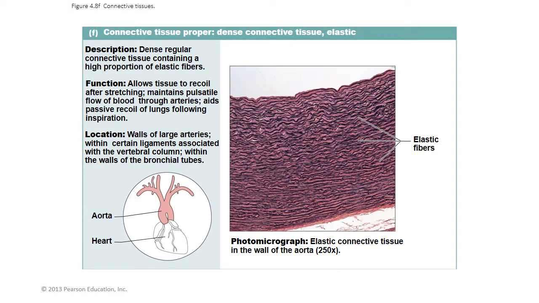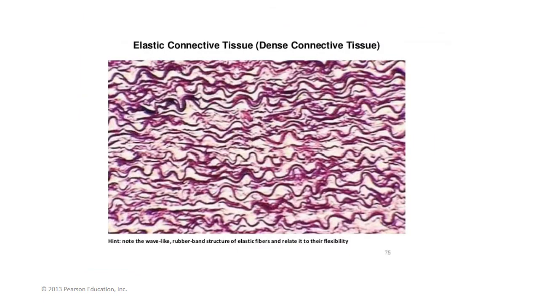Here it is. Here's the aorta right there. It comes off your heart. And these little fibers, the rubber bands, stretch, and they actually make up the wall. But also you'll find them in the vertebral column and within the tracheobronchial tree, your bronchial tubes, that stretch a little bit as you're taking a deep breath in. Here's another picture. See these little wavy lines? That's elastic connective tissue, which is a type of dense connective tissue.